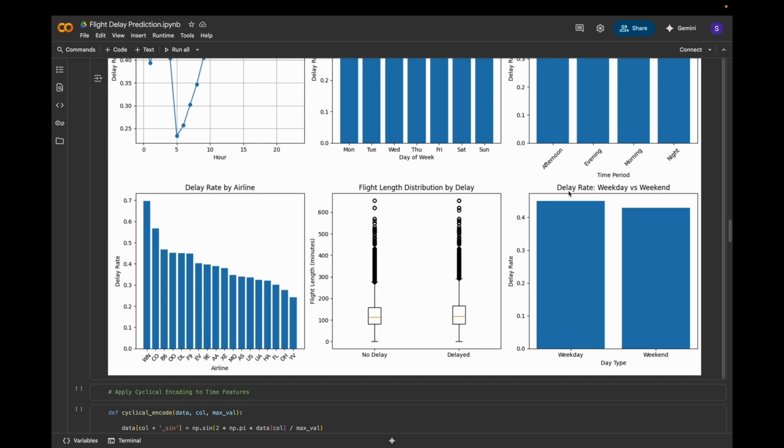Then we have the delay rate by airlines. So WN has the highest delay rate, all the way down to YV, which has the lowest delay rate. Then we have the box plot for the flight length distribution by delay. So we have the no delay box plot with its outliers, and then the delay box plot with its outliers. And then we have the delay rate for the weekdays versus the weekend. As I told you before, the weekdays have a higher delay rate as compared to the weekends. So yeah.